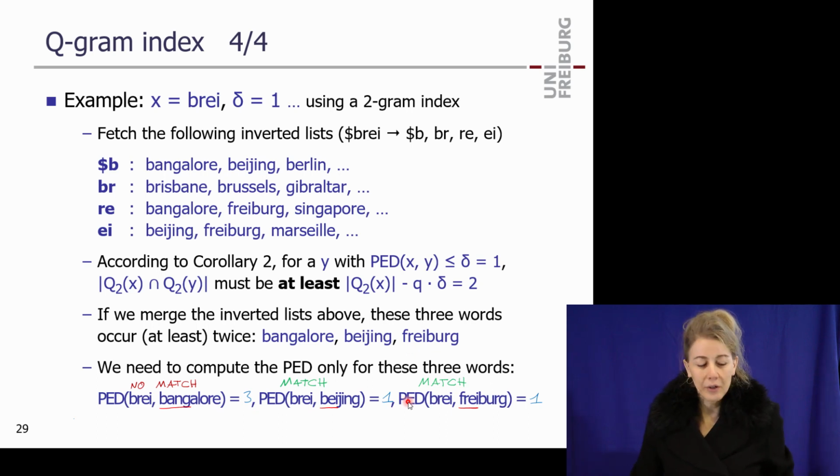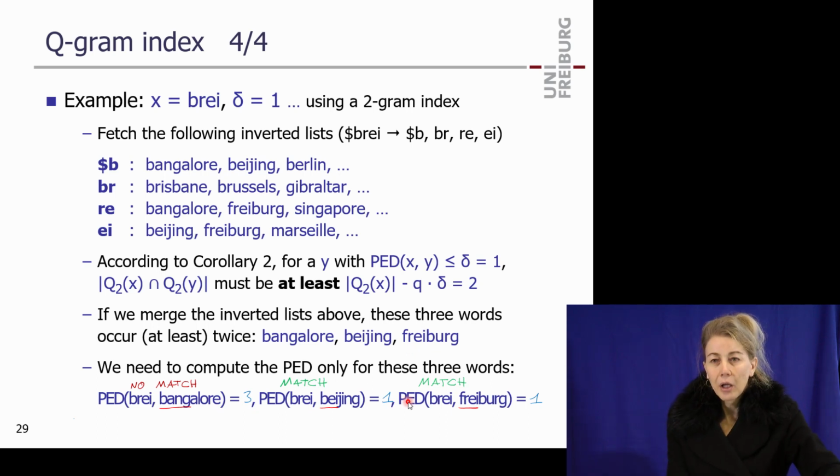Yes, please? I think when we're constructing the inverted index of the q-grams, we're using a regular set because we do not pay attention to how many times the q-gram occurs, but all our proofs were for the multisets. So isn't this a problem?